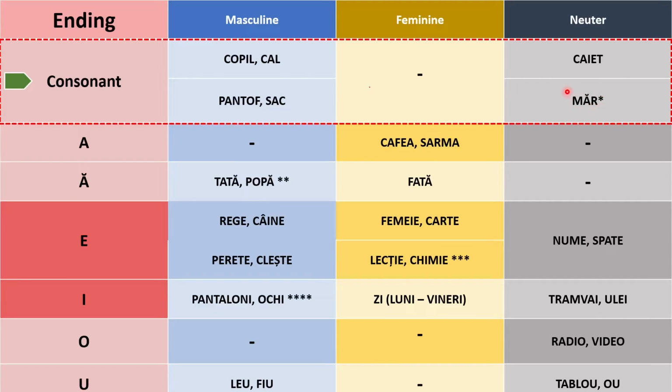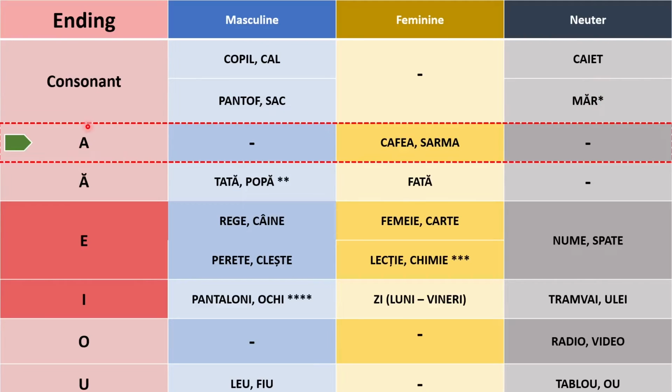So careful with this. Moving to the second one, ending in A. As you might know already, it's only possible for a feminine noun to be ending in A. Cafea, sarma, pijama are some of the examples. So only feminine, no masculine, no neuter.